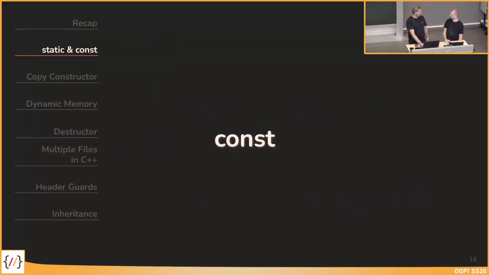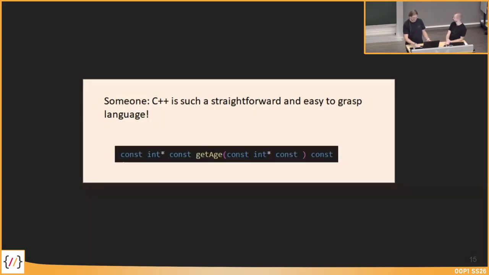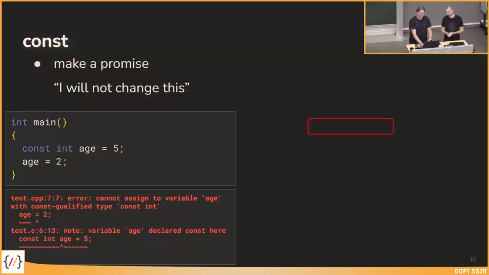Okay, so we already spent half an hour again on static and on the recap. So there's another keyword which is const, and const can confuse you. And someone said C++ is such a straightforward and easy to grasp language because you can do things like that. And that's actually a valid line of code in C++: const int pointer const get age const int pointer const. Yeah. We will now learn what this is and what this means.